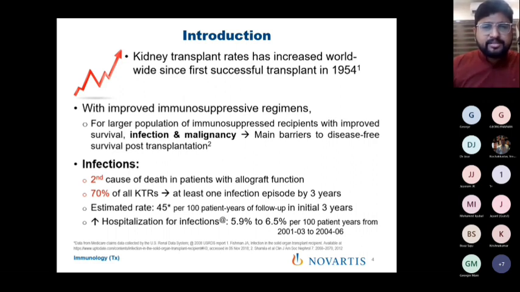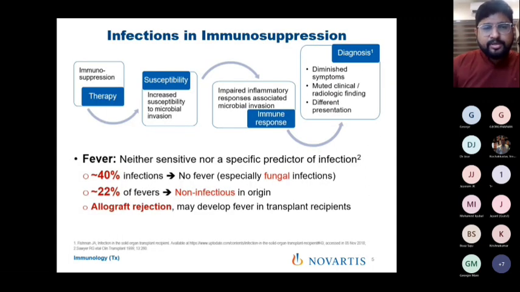A very recent study took two eras. One era was between 2011 and 12, and the second era was between 2017 and 18. And they found that in both eras, infection was the most common cause of readmission to hospital after discharge. So what is the problem with infection when you are under immunosuppression?